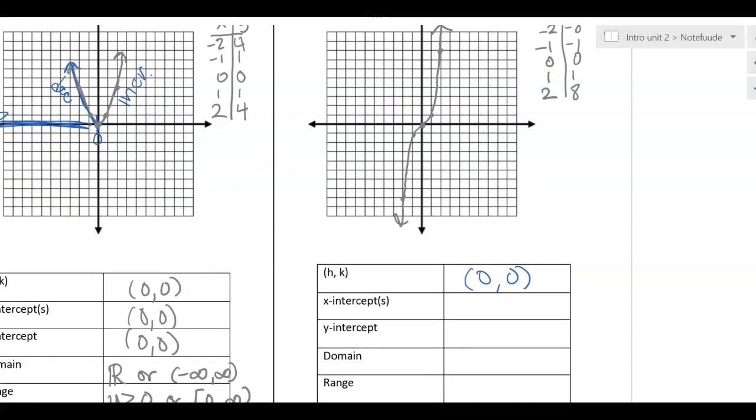All right, somebody else, x-intercepts. Paige. Good, 0, 0. And y-intercept. 0, 0, right? These are the easy ones. You guys got to get those ones, okay?